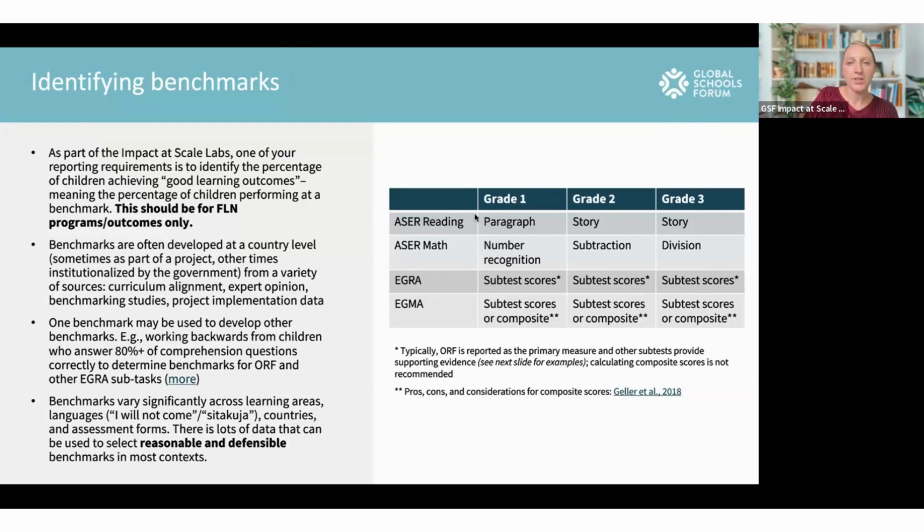The benchmarks for us are actually pretty standard. Typically for reading, if they can read the paragraph, that's considered proficient for grade 1. If they can read the story, that's considered proficient for grade 2. And then the same for math. For EGRA and EGMA, you're usually looking at subtest scores. For EGRA, usually oral reading fluency is the primary measure, and then other subtests provide supporting evidence. It's not really recommended to calculate composite scores. For EGMA, you can calculate a composite score. So I've linked the article with instructions about considerations if you're interested in calculating a composite score.